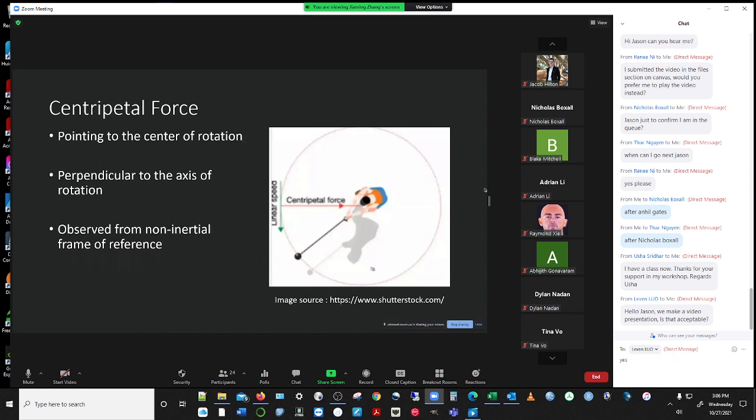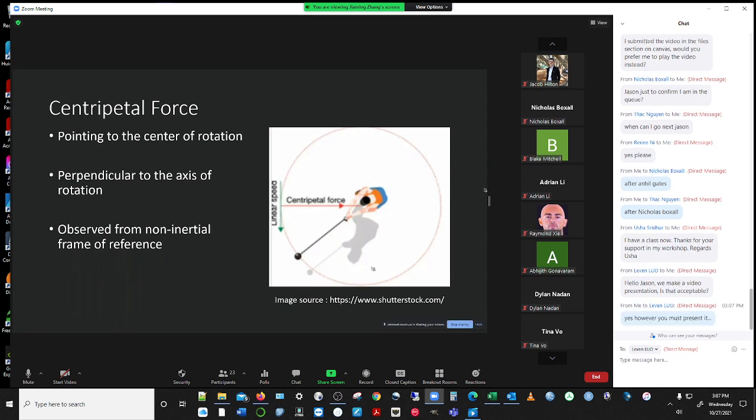Centripetal force is a real force that counteracts the centrifugal force and prevents the object from flying out, keeping it moving instead with a uniform speed along a circular path. Next page.